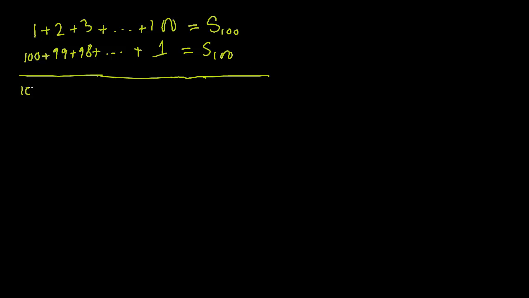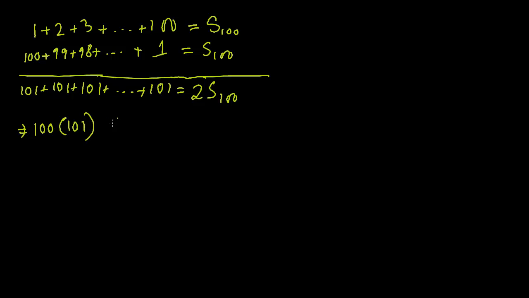1 plus 100 is 101. 99 plus 2 is 101. 98 plus 3 is 101. And this one is also 101. So if you add these, just like x plus x is twice x, S100 plus S100 will be twice S100. Now, since you're adding the same number over and over again, if you're adding x 5 times, it will be 5x. So if you're adding 101, there are altogether 100 numbers, so it would be 100 multiplied by 101.